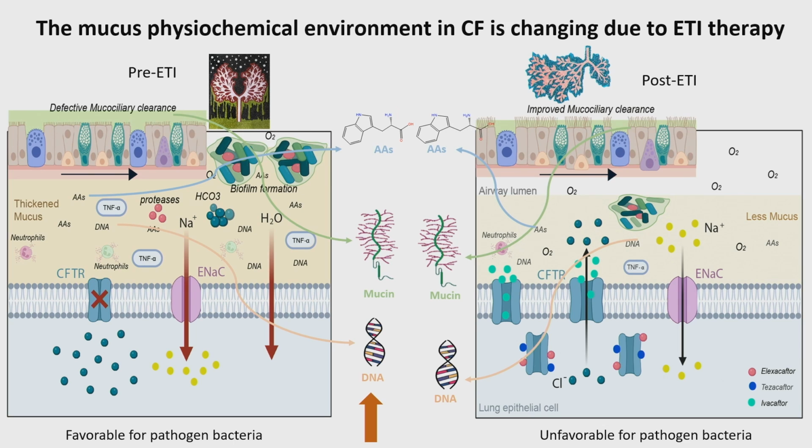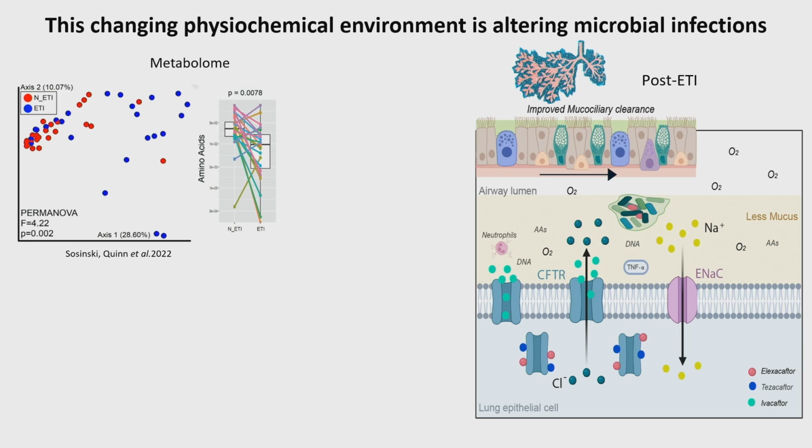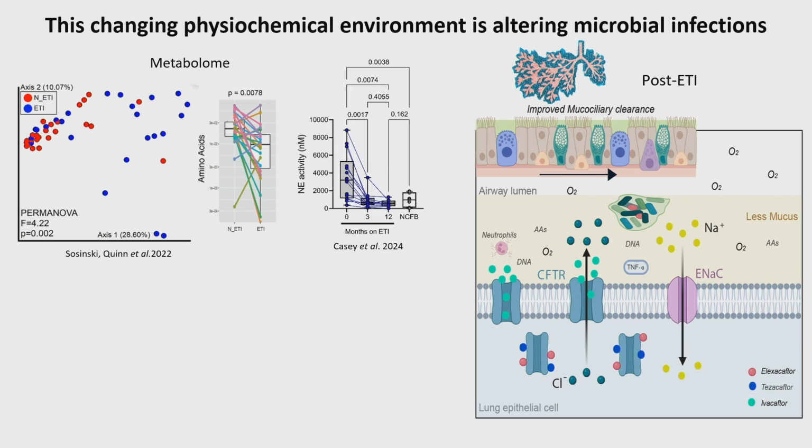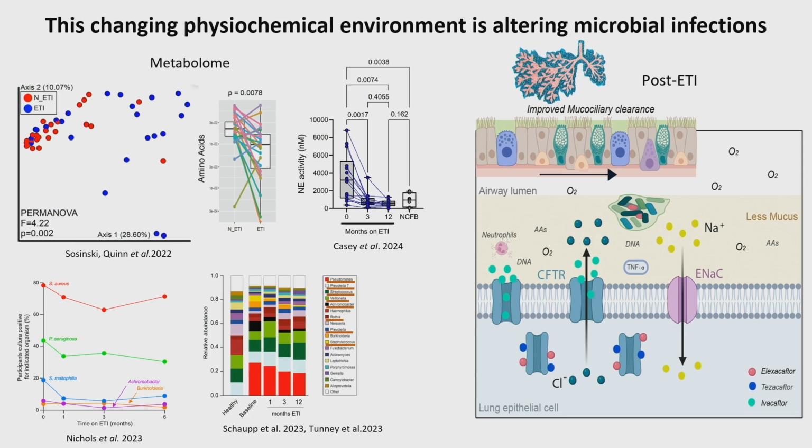Definitely, the mucus physicochemical environment in cystic fibrosis is changing due to this therapy. And what we know so far is that the concentration of the main carbon sources in this microenvironment is decreasing. We know that because some groups have published that the metabolome is changing, with decreasing amino acids in the airways, and also neutrophilic activity is decreasing, but we still have persistent infection by pathogens.